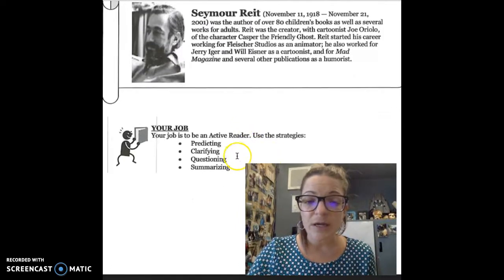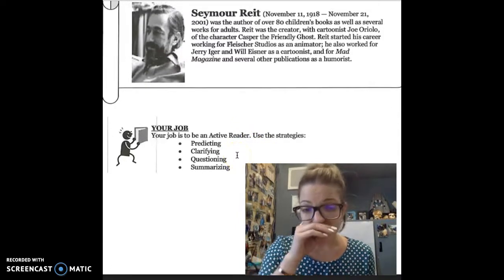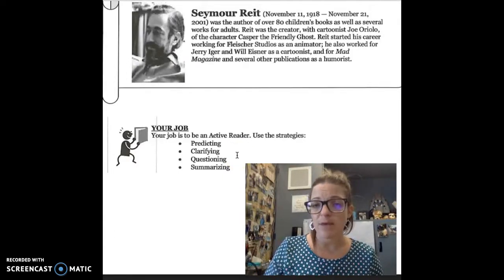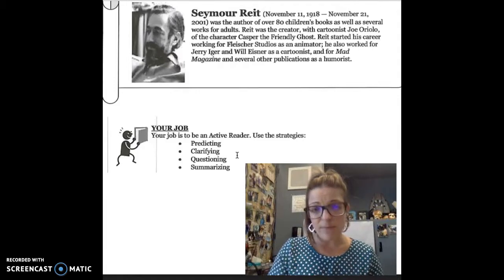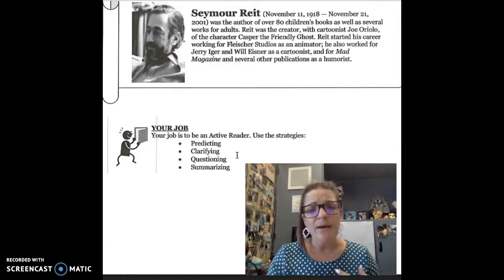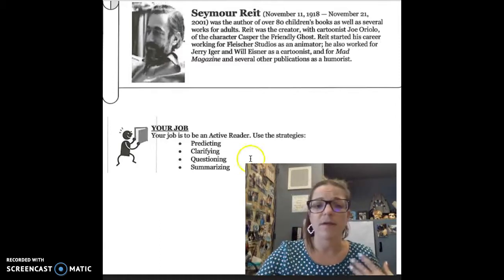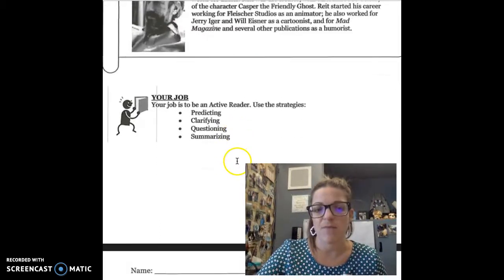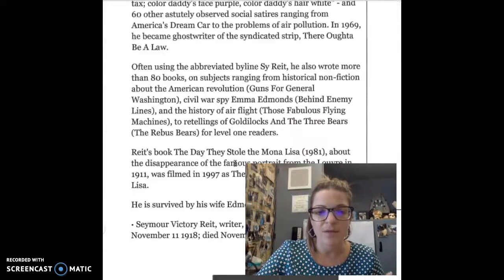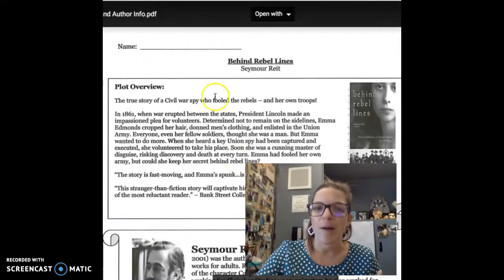And then during this novel study, these are the strategies that you will be using. We'll be making predictions. Throughout the novel, we'll stop and make predictions. Before reading certain chapters, we'll stop and make predictions. Clarifying, questioning, and summarizing. We'll be writing a lot of summaries throughout this novel, just keeping track of the events that have taken place. Here's a little bit more information about your author. Again, this is on your HyperDoc.